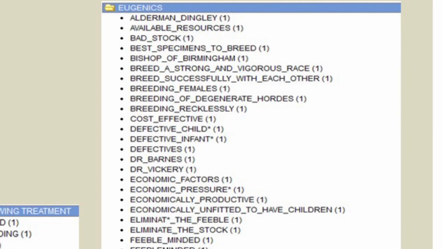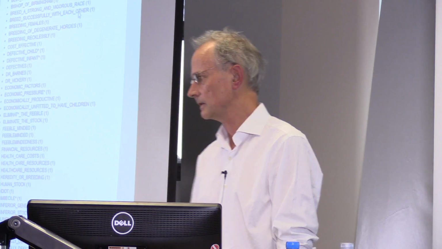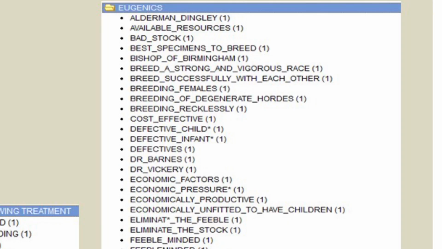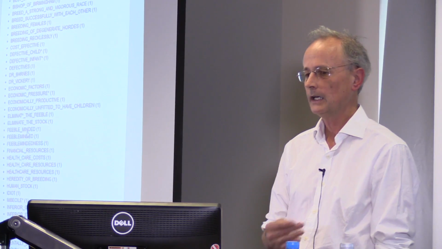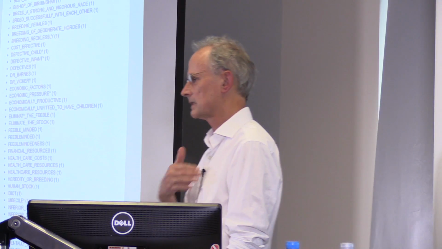Eugenics: breed a strong and vigorous race, breed successfully with each other. So you can see that it's not just 2-word or 3-word phrases, you can look at 4-word, 5-word phrases. Breeding of degenerate hordes, breeding reckless. I find this astonishing, but anyway, these are all words that are in the corpus and were very much accepted ways of talking, although often criticised in the 1930s.